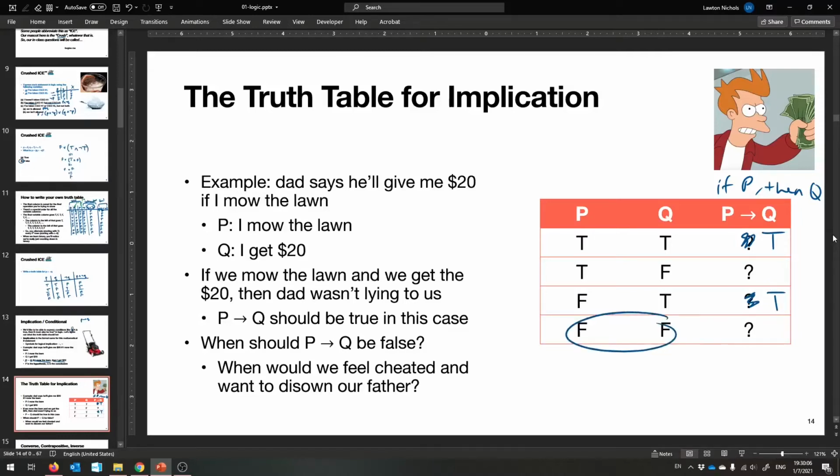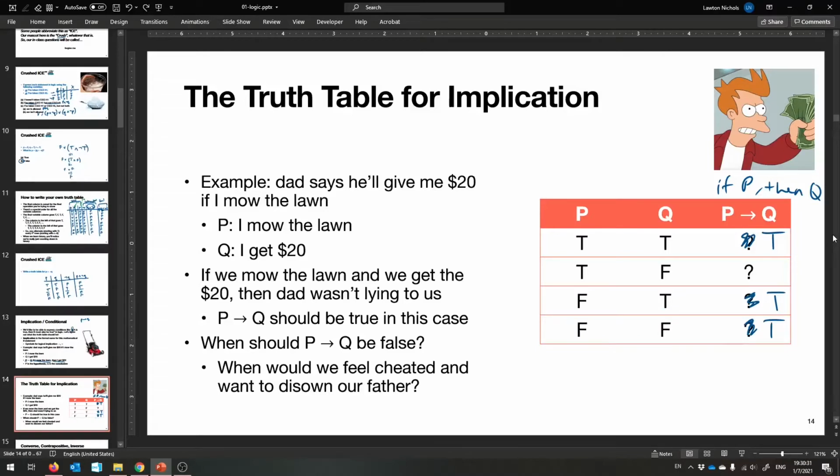Okay, same with this case. I did not uphold my requirement. I did not mow the lawn, and I did not get $20. So that says nothing about whether or not Dad cheated me out of money because I didn't do the work. So in this case, we're also going to say true. So if P then Q is true in the case where I didn't uphold the hypothesis. I didn't uphold my end of the bargain.